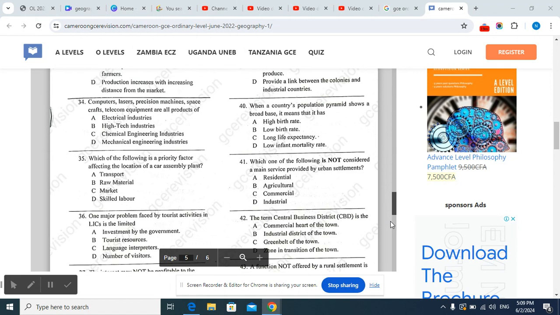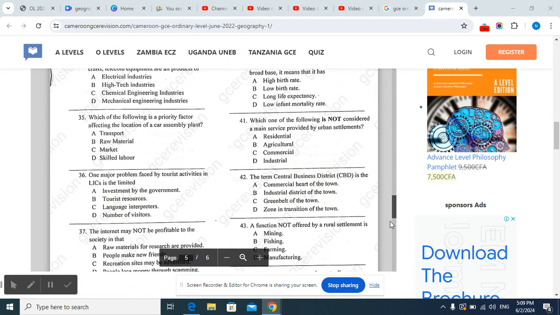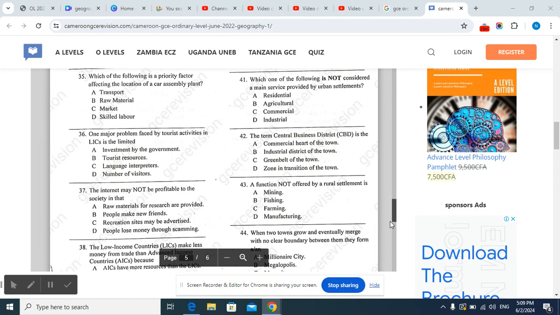37. The internet may not be profitable to the society in that... The answer is D.